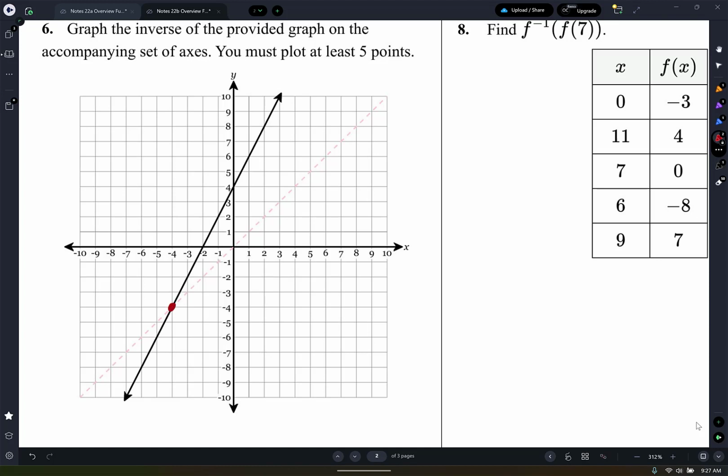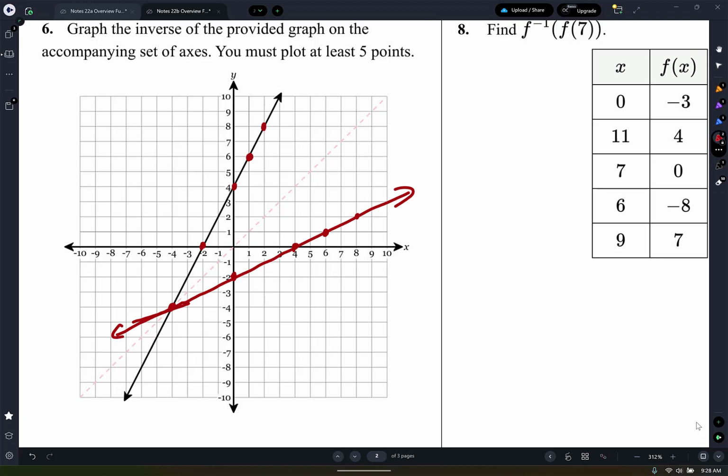That point right on the y equals x axis is the point on both the original and the inverse. Let's see, -2, 0. 0, -2, point. Let's see, 0, 4. 4, 0, point. Let's see what else. 1, 6. 6, 1, point. 2, 8. 8, 2, point. And there it is.